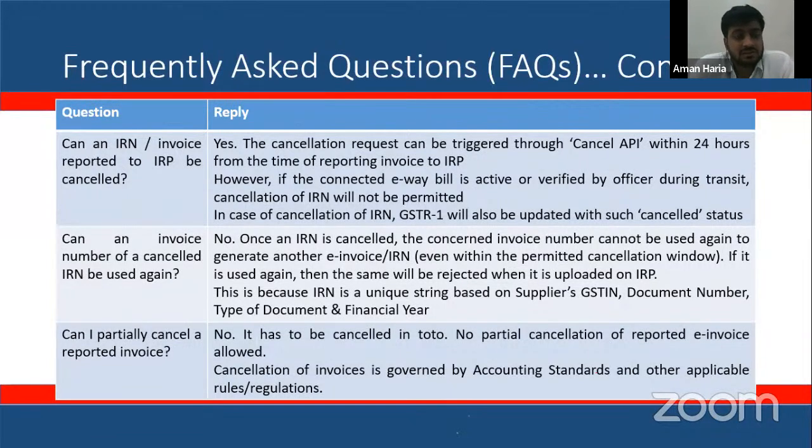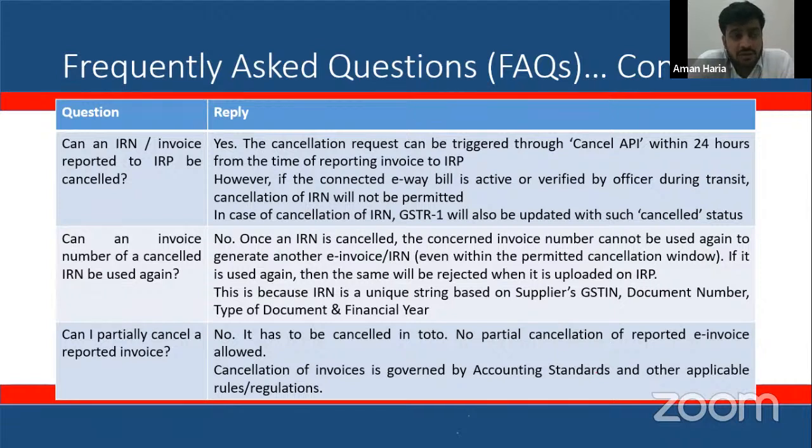Next question, can an IRN invoice be reported to the IRP as cancelled? As we've discussed, cancellation is allowed only up to 24 hours. After that, cancellation is not applicable. Once an e-invoice is generated and you subsequently cancel it, the report that is generated will have the details of this invoice, but against that invoice, the status will be mentioned as cancelled. That has been again clarified by the FAQ.